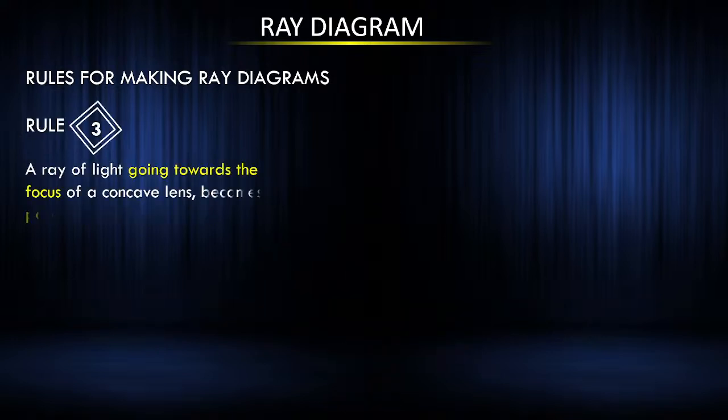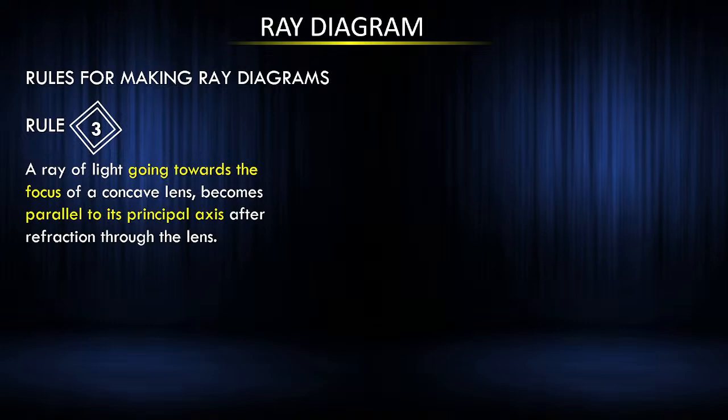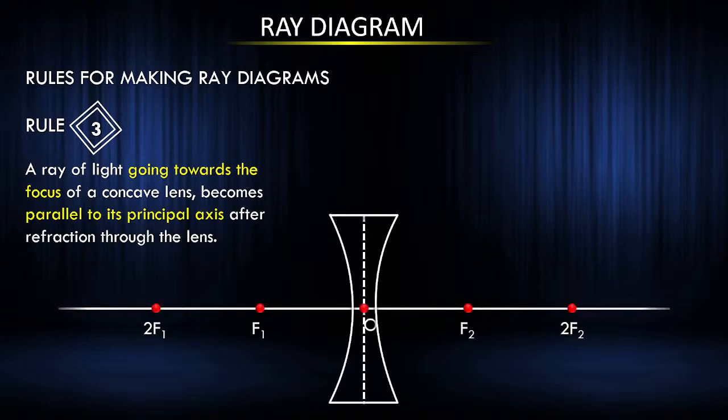Third rule, a ray of light going towards the focus of a concave lens becomes parallel to its principal axis after refraction through the lens. That means if the ray of light appears to be going towards F2, it will be parallel to which axis here? Principal axis. So these three rules you have to keep in mind.